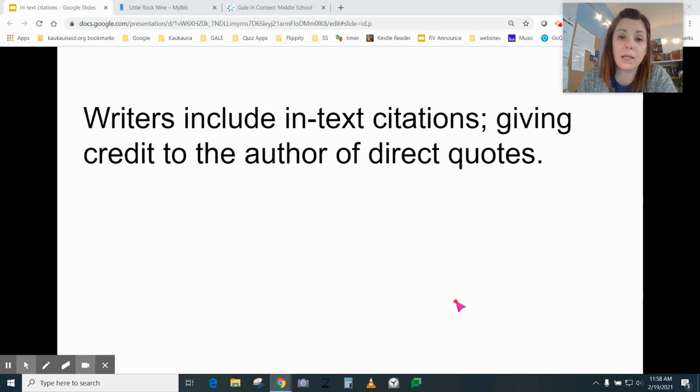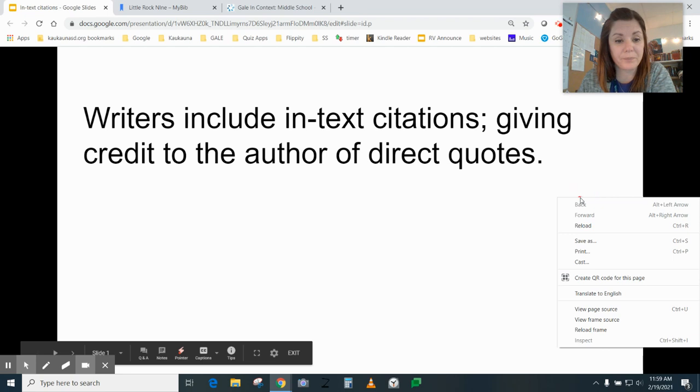However, if you're writing a literary essay and you quote the text directly, then you also have to include an in-text citation to give credit to the author. If you're writing an argument essay, same deal. With direct quotes, you must give credit to the author with an in-text citation. So here's how it works.